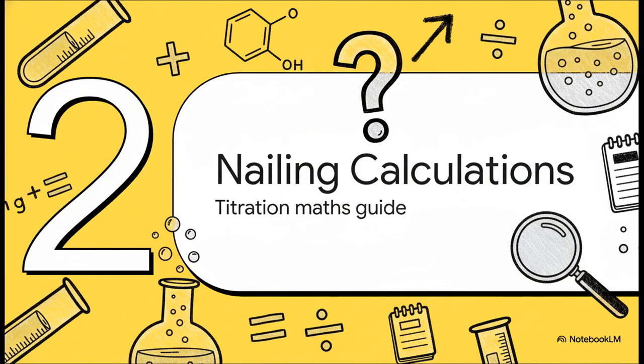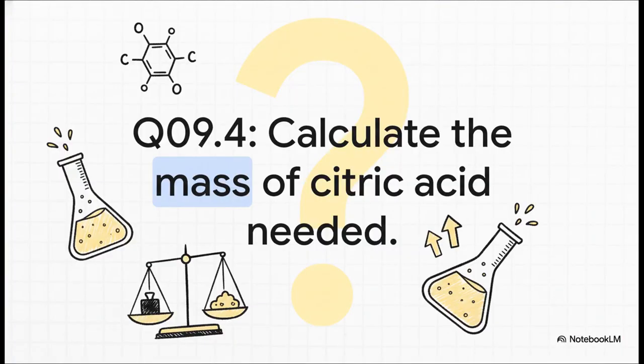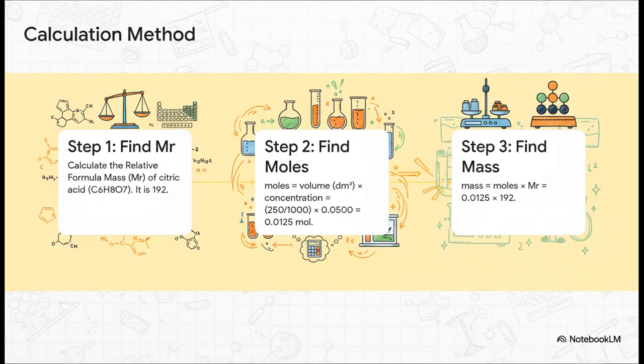All right, we've dealt with the graph. Time to switch gears and get into the math. Part 2, nailing the calculations. We're going to go step by step through all the titration maths here. So here's our first task. We need to calculate the mass of citric acid required to make 250 centimeters cubed of a 0.0500 mole per dm cubed solution. They give us everything we need, the formula, the volume, and the concentration. Let's do this. It's a 3-step recipe, and you've got to show your work for each one.